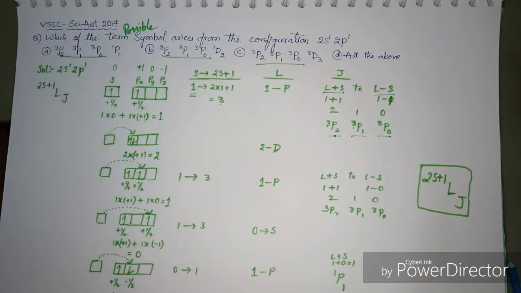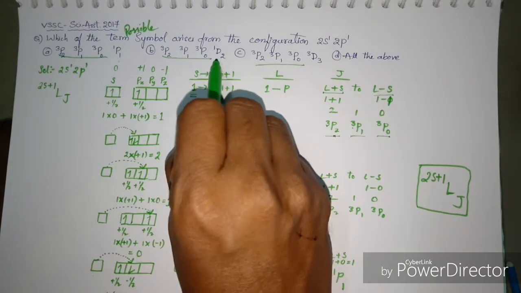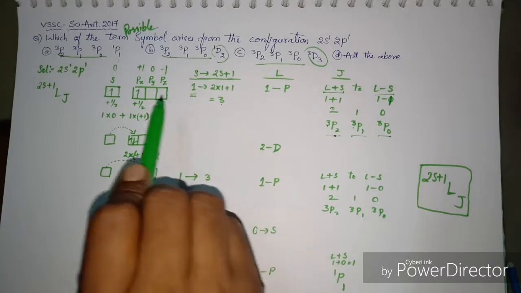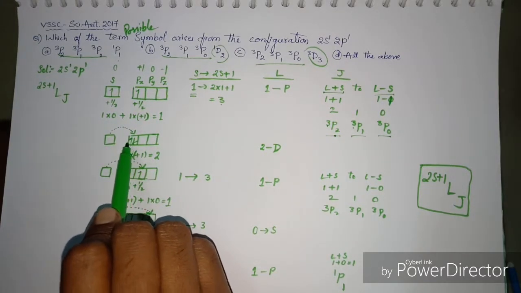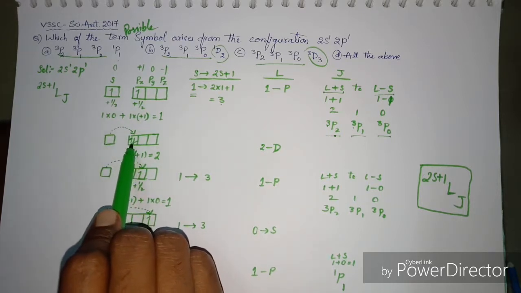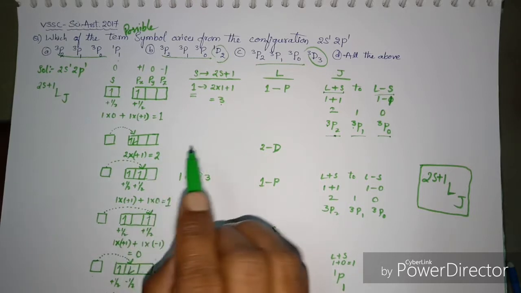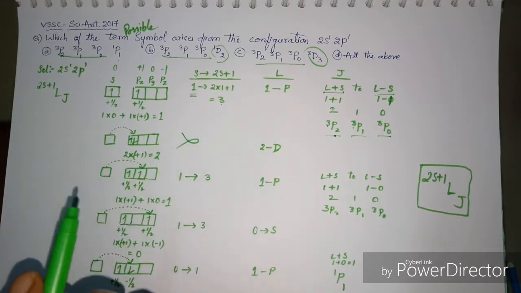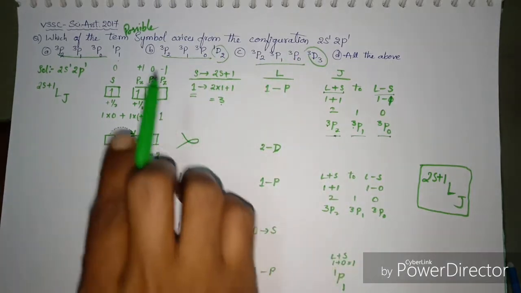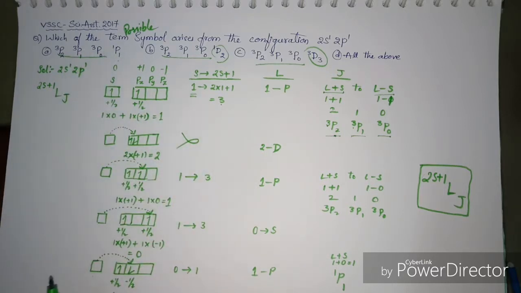Now we have to check for P and D. Where is the possibility of the D option? The D option is only possible when two electrons are accommodated in the plus 1 or PX orbital. That is against Hund's rule of maximum multiplicity, so this won't arise at all. So the D option is ruled out. Now let's check whether 1P1 is possible or not.